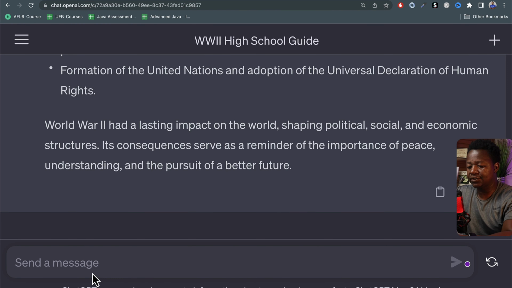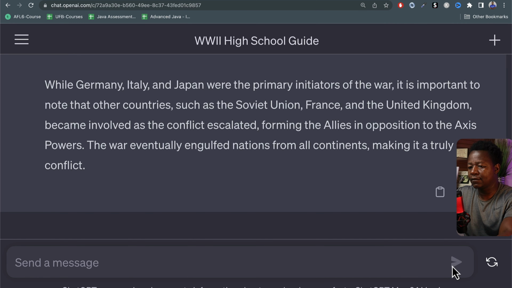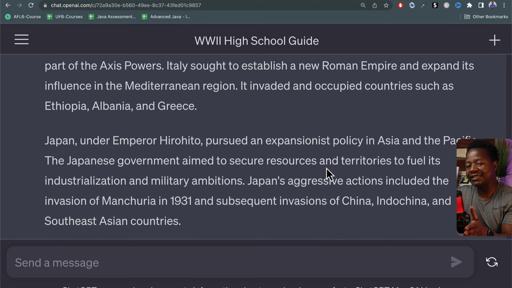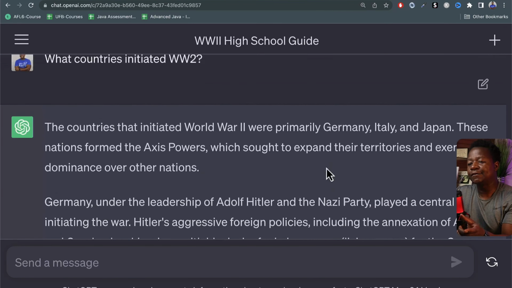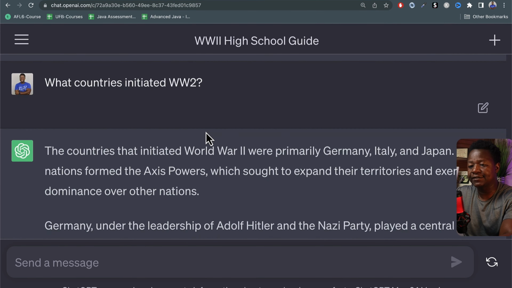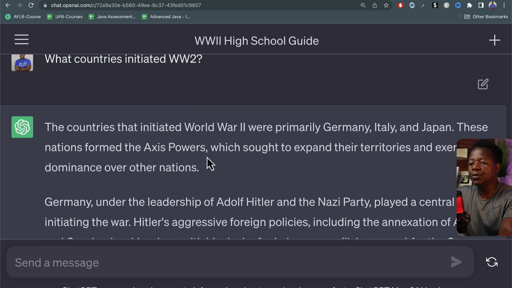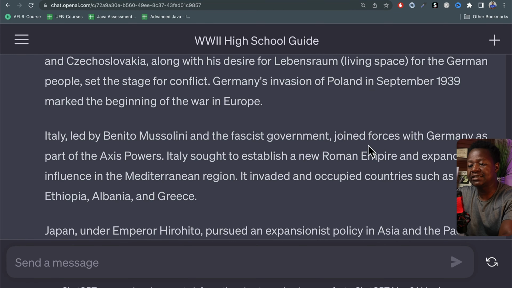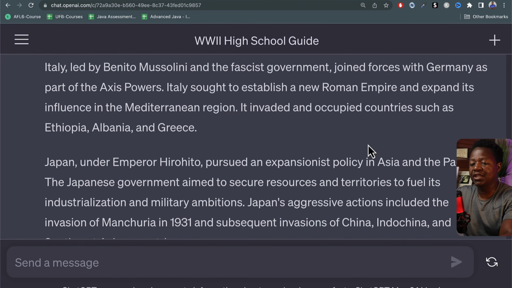Okay, let's give it another try just to make sure. Okay, there we go. Because we give it a very straight question, we are using this question answer framework. What countries initiated World War II? All right, so the countries that initiated World War II were primarily Germany, Italy, and Japan. It gives us an overview of each country's involvement in initiating this war.